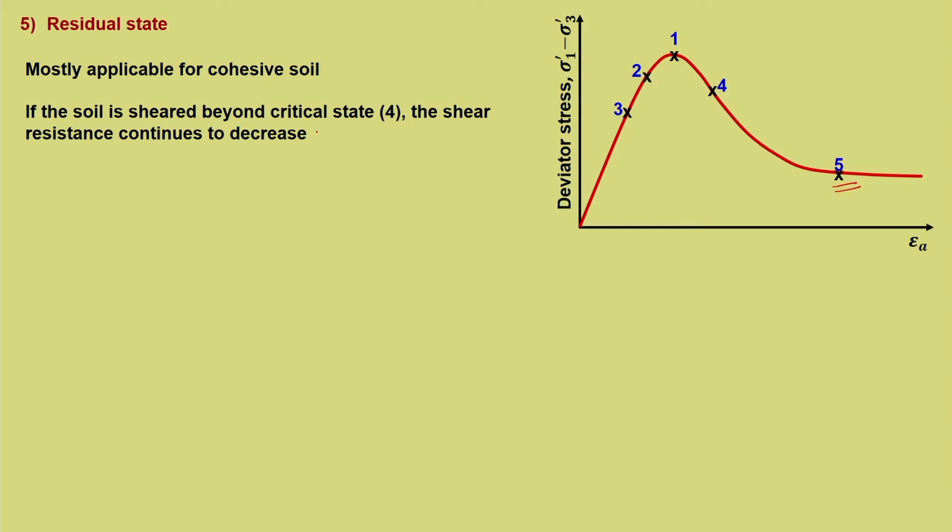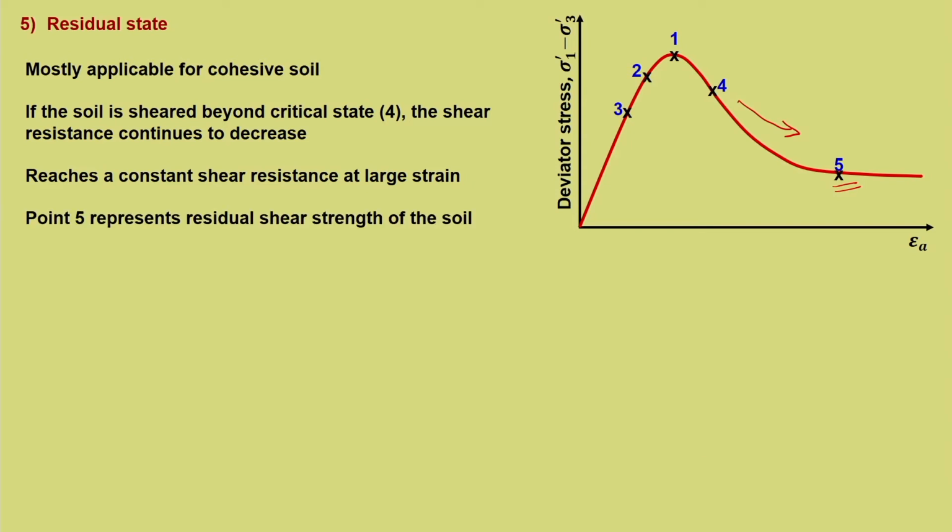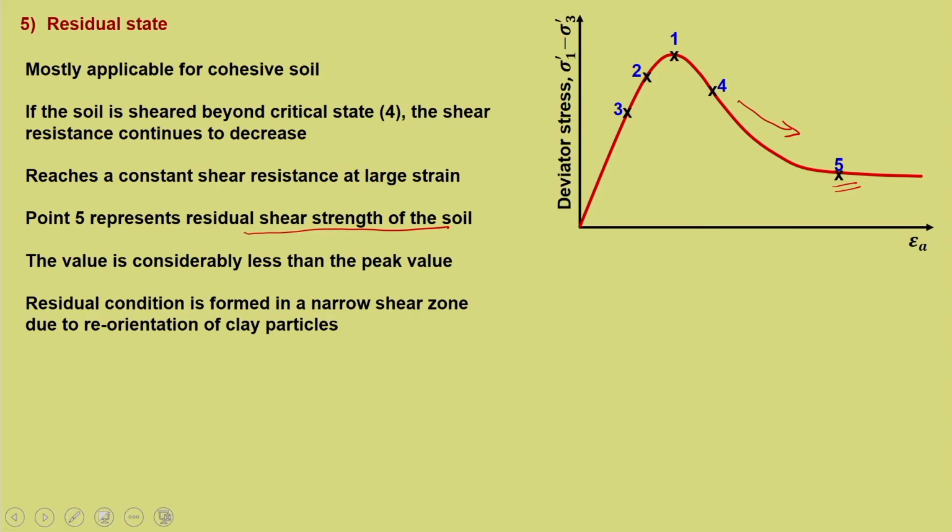If the soil is sheared beyond critical state, the shear resistance continues to decrease. So, that is what is shown here. It reaches a constant shear resistance. So, at 5, it more or less becomes a stable value at large strain, beyond which it is going to fail at that particular point. So, it almost reaches a constant value. Point 5 represents the residual shear strength of the soil. This value is considerably less than the peak value.